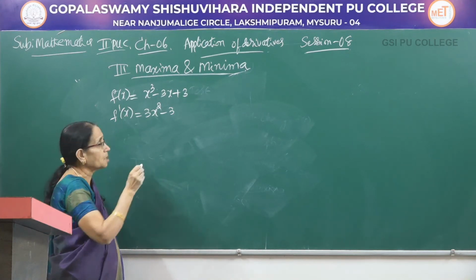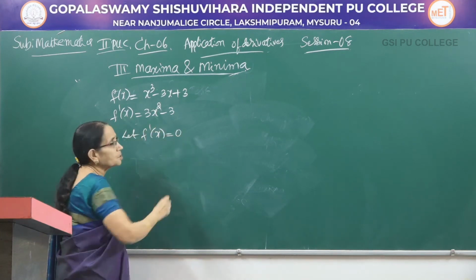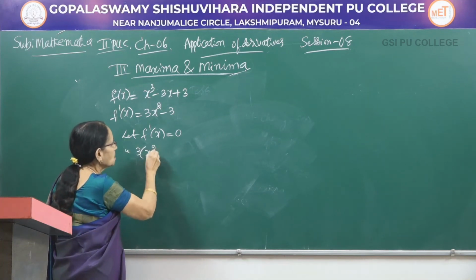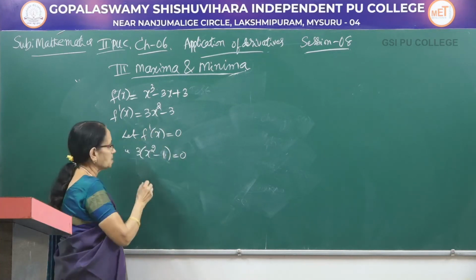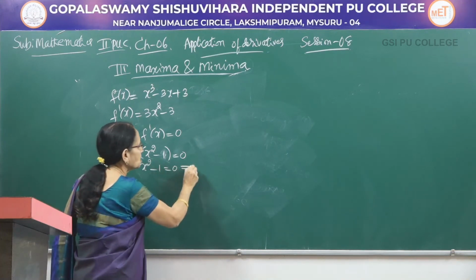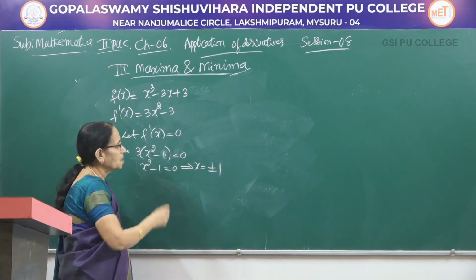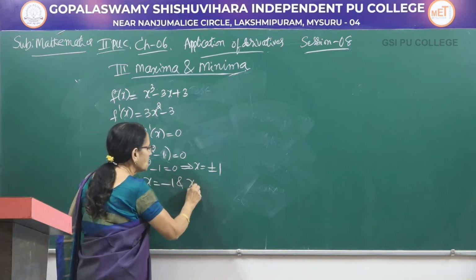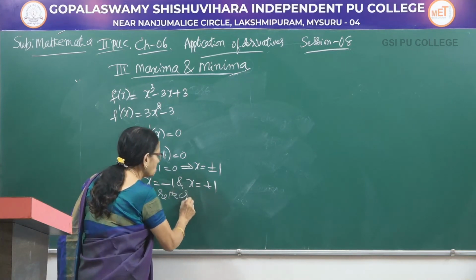is 0, isn't it? Therefore, to know the critical points, you equate the first derivative to 0. That is 3 into (x square minus 1) equal to 0. I have taken 3 as a common factor. 3 cannot be 0, so x square minus 1 equal to 0, which implies x square equal to 1, x is equal to plus or minus 1. That means x equal to minus 1 and x equal to plus 1 are the critical points.